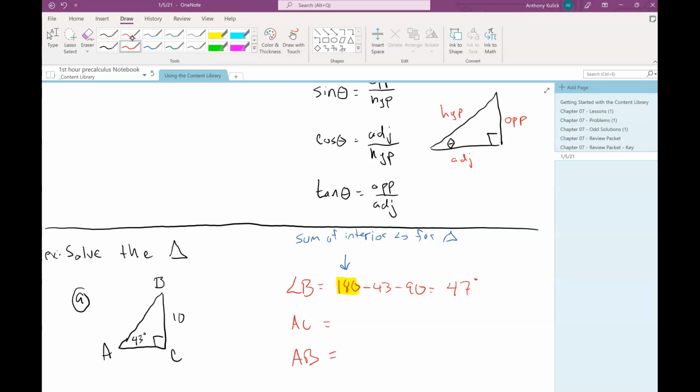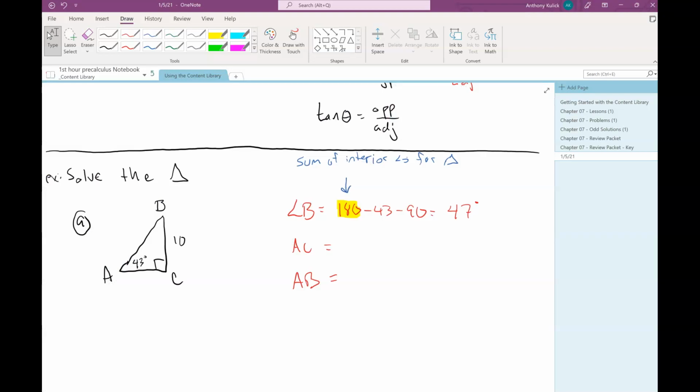How are we going to find the side length here? Which side length do you want to look for first? Do you want to find AC first or AB first? Let's go AB. Does it matter? No, it doesn't matter which one you choose to do first. You can do them in either order. Not a big deal. So let's say we're finding AB first.